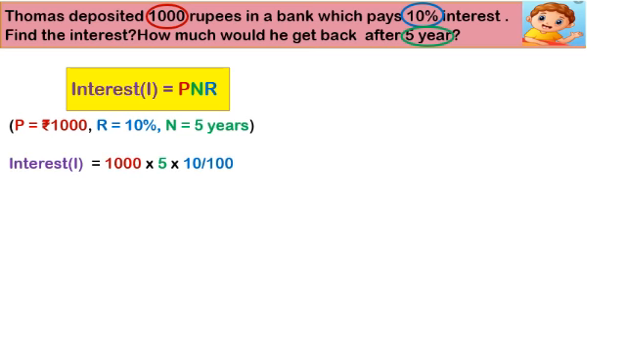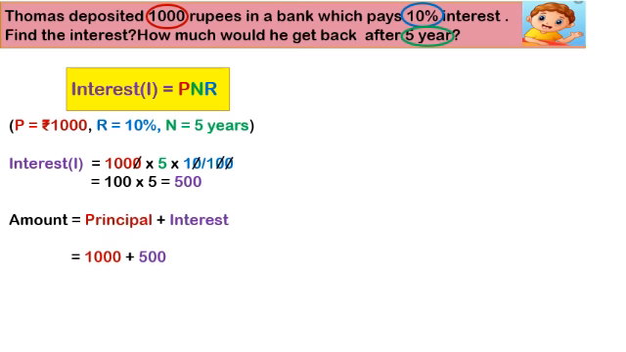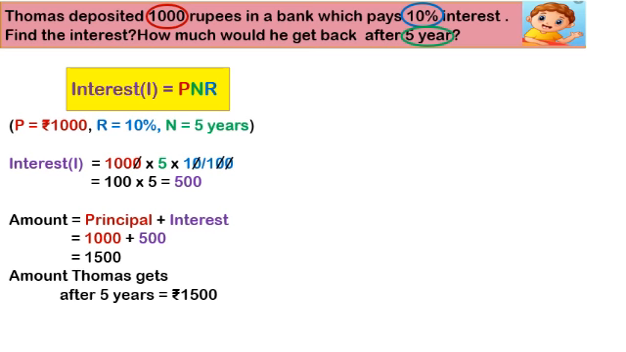We get interest I equal to 1000 into 5 into 10 by 100. When we solve it, we will get 100 into 5, that is 500 rupees. So after 5 years, Thomas will get 500 rupees as interest. And now we know the amount equal to principal plus interest. That is 1000 plus 500, which is equal to 1500 rupees. So amount Thomas gets after 5 years is 1500 rupees. See this table, children.